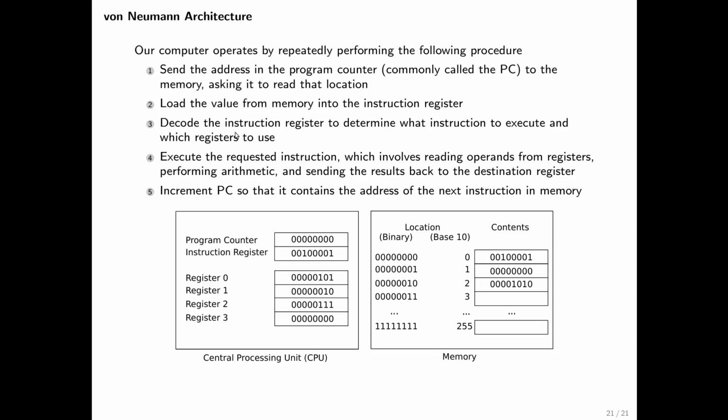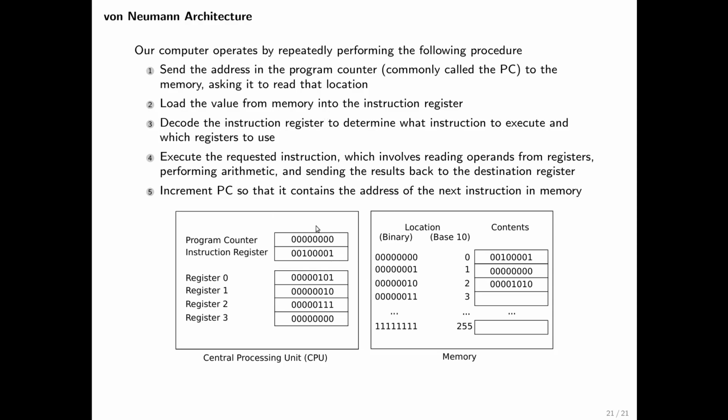Okay, so once we have decoded that instruction, the computer then executes that instruction. Okay, which involves reading the operands from registers, performing arithmetic, and sending results back to the destination register, right? And once that instruction is executed, the PC, the program counter, is incremented so that it contains the address of the next instruction in memory that needs to be executed, right? And then this whole process is repeated all over again. That instruction is fetched into the instruction register, it is decoded, executed, and then the PC is updated again, and the next instruction is fetched, and so on and so on.